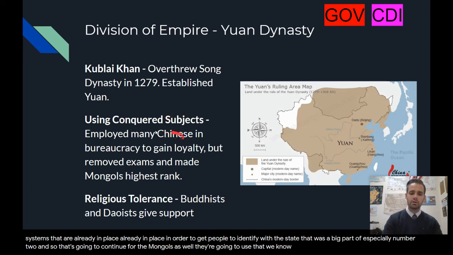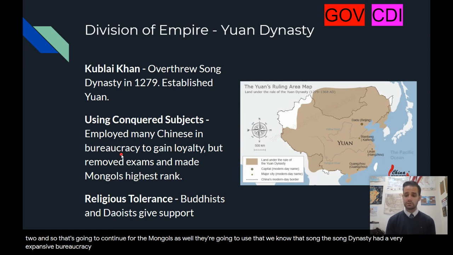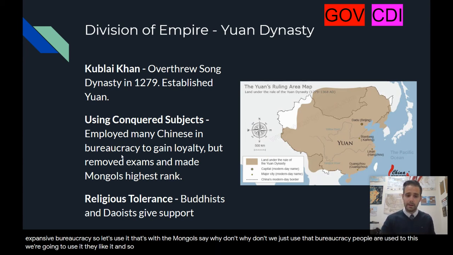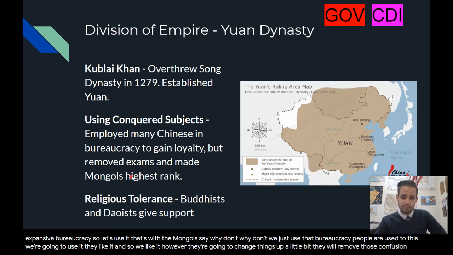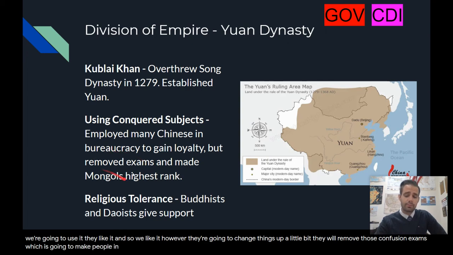We know that the Song dynasty had a very expansive bureaucracy. So let's use it, that's what the Mongols say. Why don't we just use that bureaucracy? People are used to this. We're going to use it. They like it, and so we like it. However, they're going to change things up a little bit. They will remove those Confucian exams, which is going to make people incredibly upset with them.